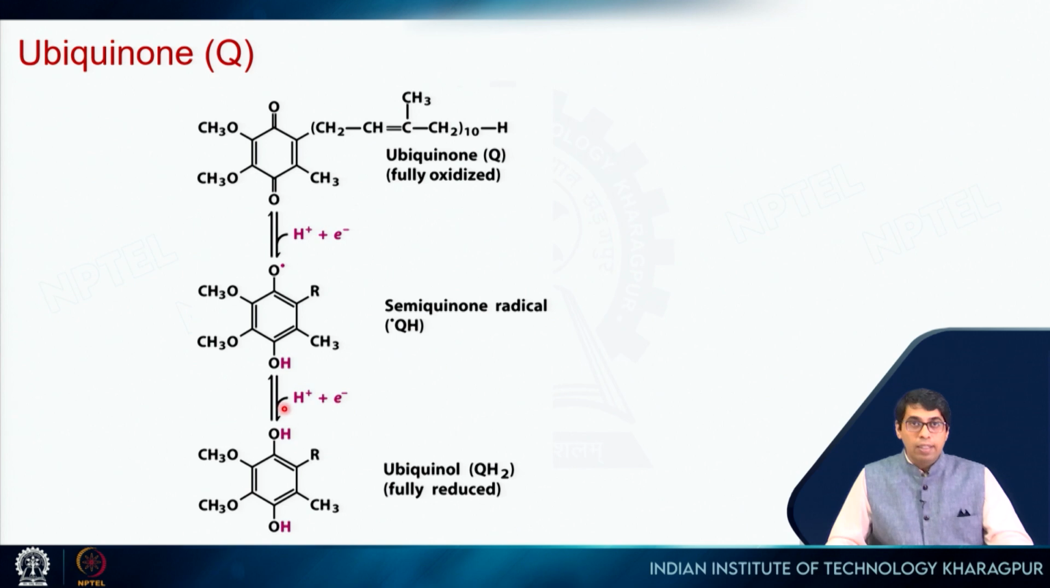Now, you can add another electron. So this O dot becomes O minus and it can bind to this H plus to form OH and OH. Now these two keto groups have converted to two alcohol groups. So ubiquinone, which is fully oxidized, becomes ubiquinol, which is fully reduced.